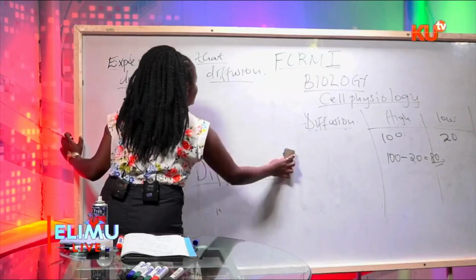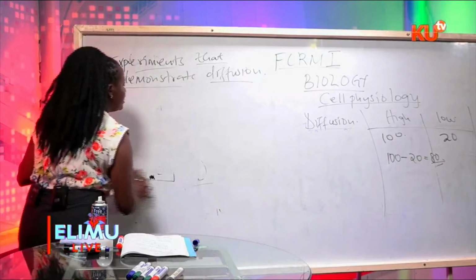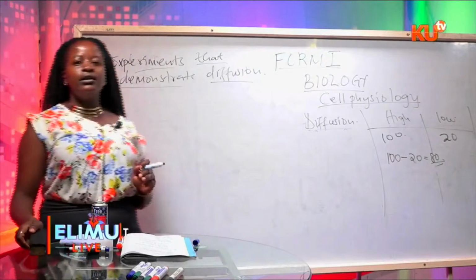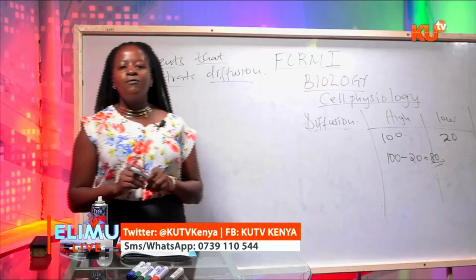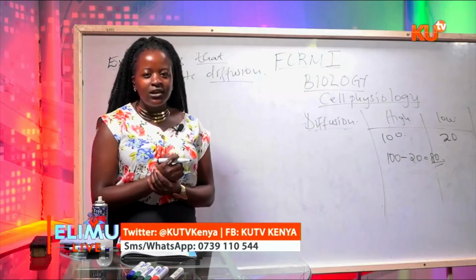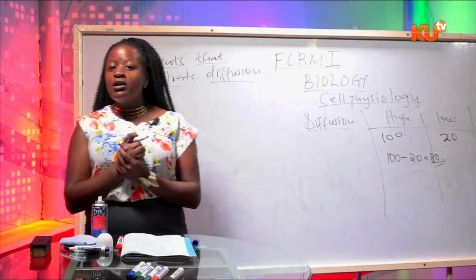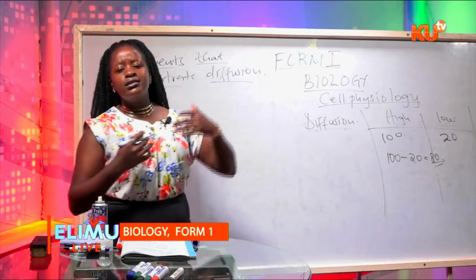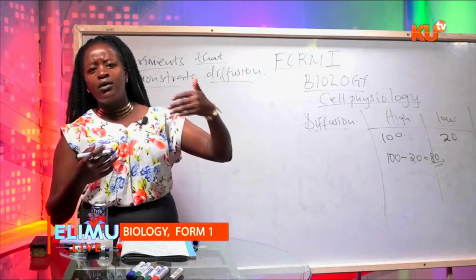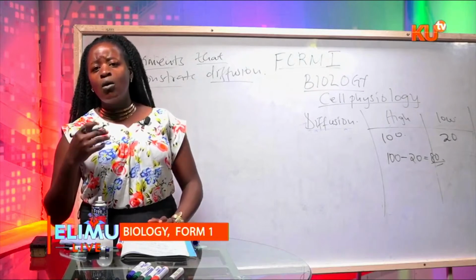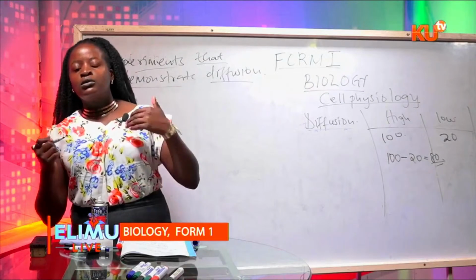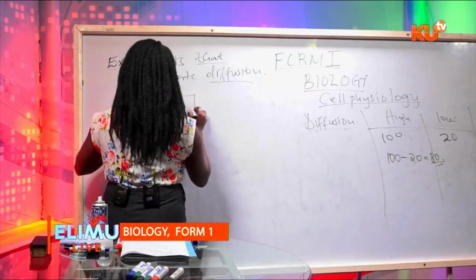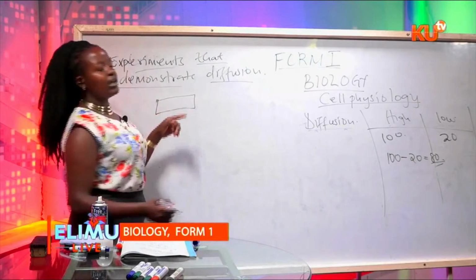The second experiment used to demonstrate diffusion is the use of iodine and starch. In the laboratory, we do not have live cell membranes. We cannot remove cell membranes from live organisms and bring them to the lab. So what we have in the lab to represent the cell membrane is called a Viskin tubing.